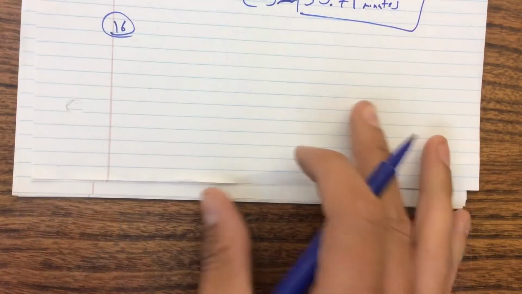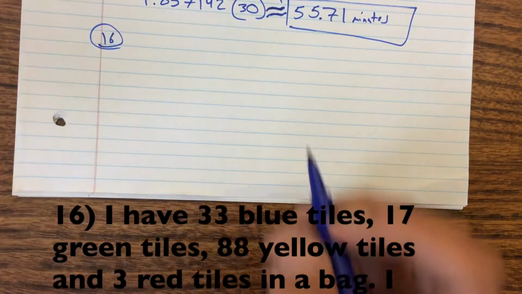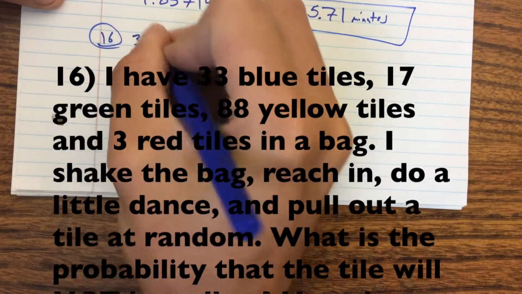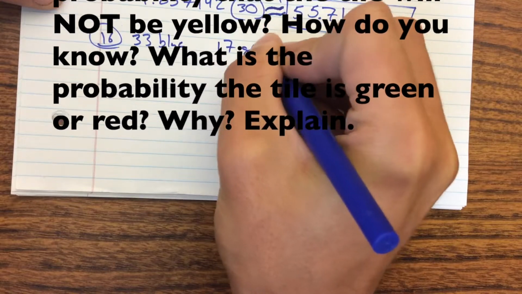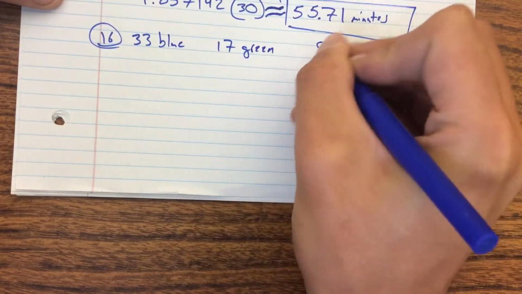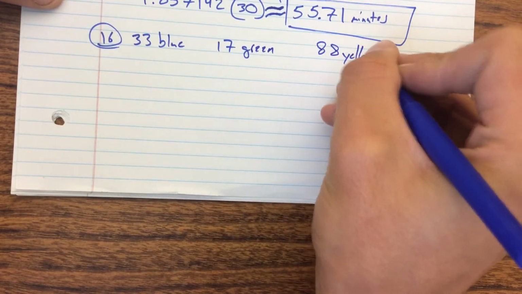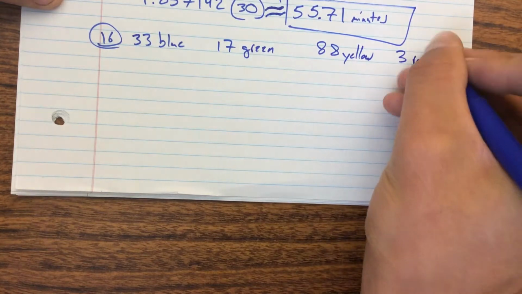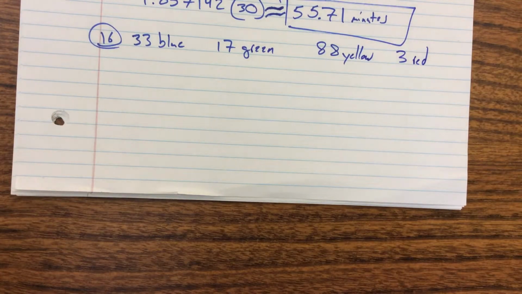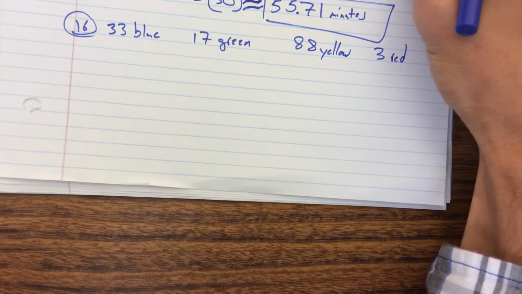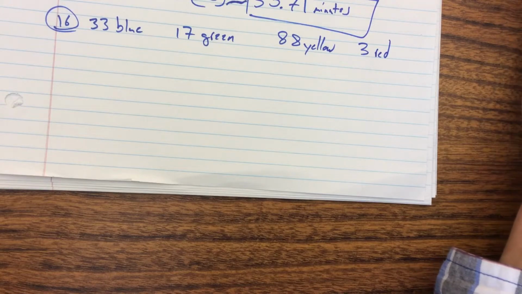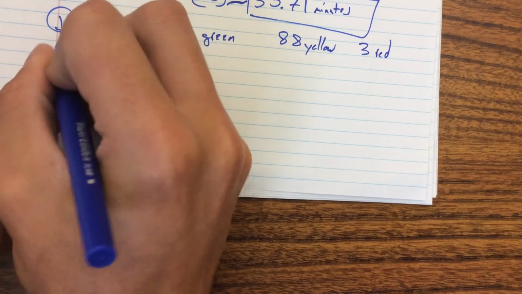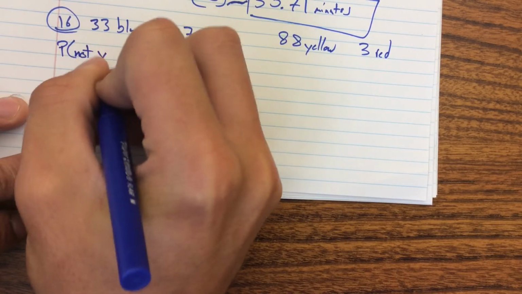All right, last one here for this practice test. Number 16. I have 33 blue tiles. I have 17 green. I have 88 yellow. And I have 3 red. These are all in a bag. I'm going to shake the bag up, and I'm going to pull a tile out at random from here. My first question is, what is the probability that it will not be yellow? So we're looking for the probability not yellow.